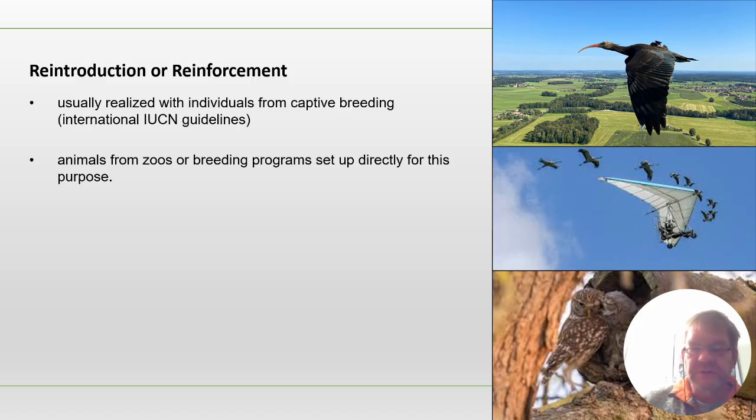Introduction means to establish a population in a new place, and reinforcement means to just add additional animals to an endangered population. For both of these methods, there are clear regulations from the IUCN, and this is normally done with birds from captive breeding, animals from zoos, or from special breeding programs which were set up directly for these purposes.